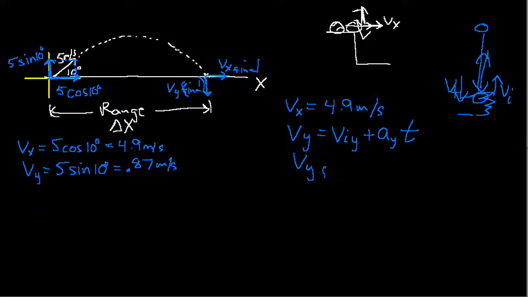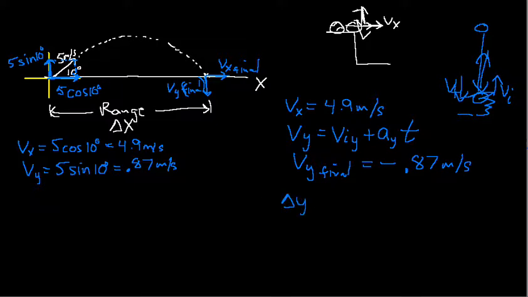So we can notice immediately that Vy final is going to be negative 0.87 meters per second. If we didn't know that, we would have to calculate it. And we can calculate it in this fashion.